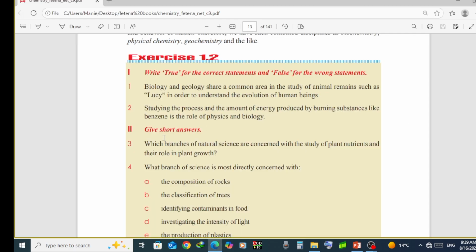The other instruction is to give short answers. Question number 3 says: which branches of natural science are concerned with the study of plant nutrients and their role in plant growth? Here we have plant growth and here we have plant nutrients. So which field or branch of natural science deals with this?